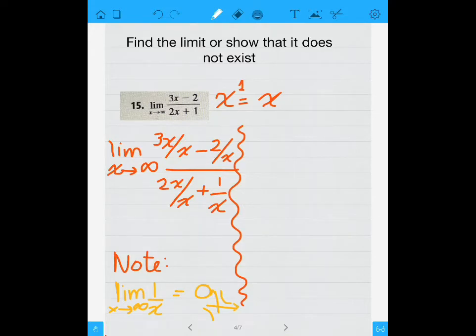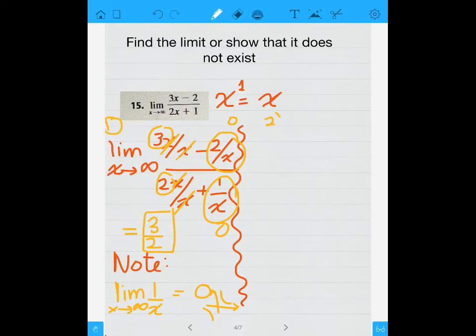Okay, this is part 0, this part 0. We will simplify, x with x will go. What we have: 3, x divided by x we have 1, and 2. The answer for this one is 3 over 2. Okay, this is the answer. This is the first way.